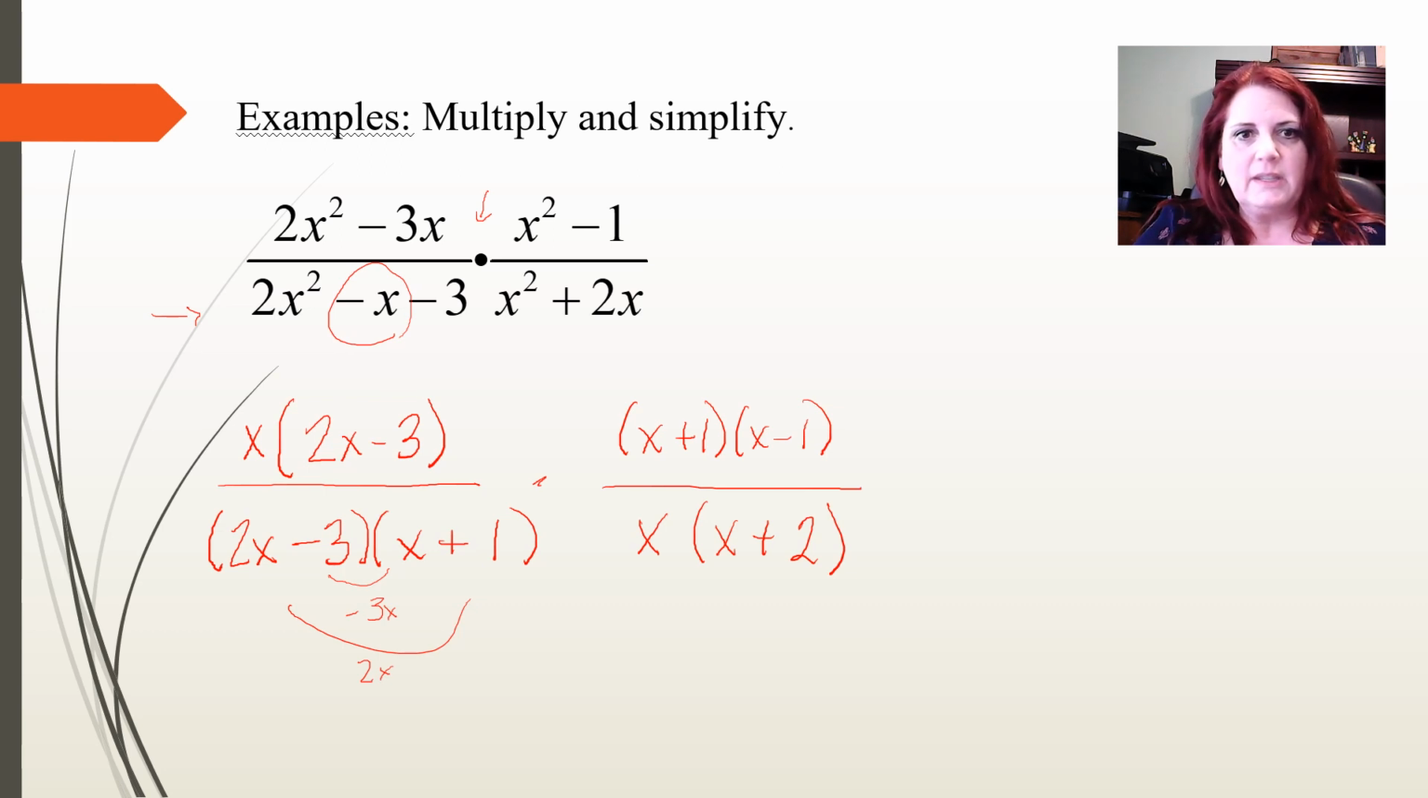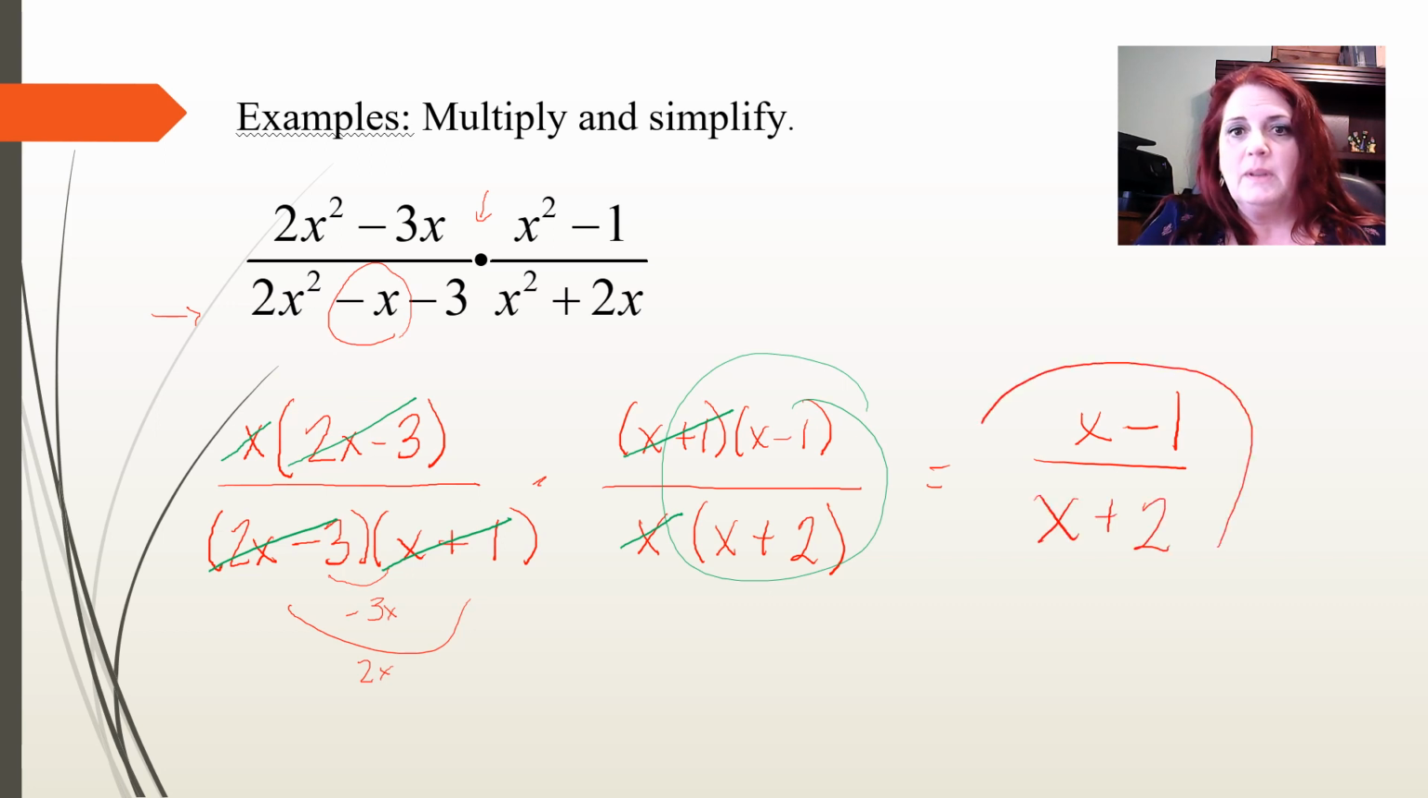So I have an x here and an x here, and I'm going to just cancel that out. I've got an x plus 1 in the bottom here and an x plus 1 in the top here. I've got a 2x minus 3 in the top and the bottom, and I have an x minus 1 in the top, not in the bottom. X plus 2 in the bottom, but not in the top. So this is what's going to be remaining. And that leaves me with an answer of x minus 1 over x plus 2. And that is my solution.